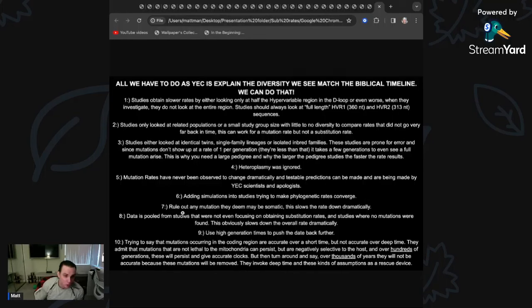Number 7, rule out any mutation they deem to be somatic because somatic mutations aren't passed on, right? So this will slow the rate down again dramatically. Number 8, data is often pooled from studies that have not been focusing on obtaining accurate substitution rates, and the studies where no mutations were found, and this obviously slows down the overall mutation rate dramatically, as we saw with a couple of studies already.